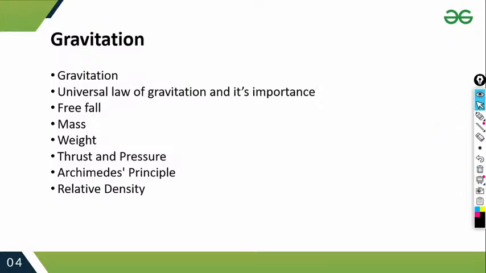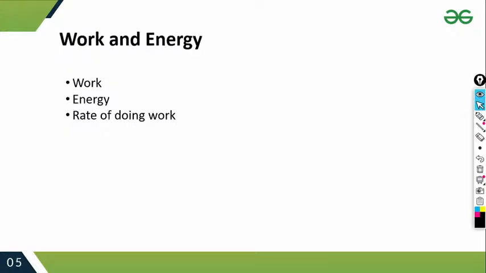And after the gravitation chapter, we have work and energy. Don't just think that it is a very small chapter because I have written just 3 topics. Actually each and every topic has a detailed explanation, so we are going to see the detailed explanation also.